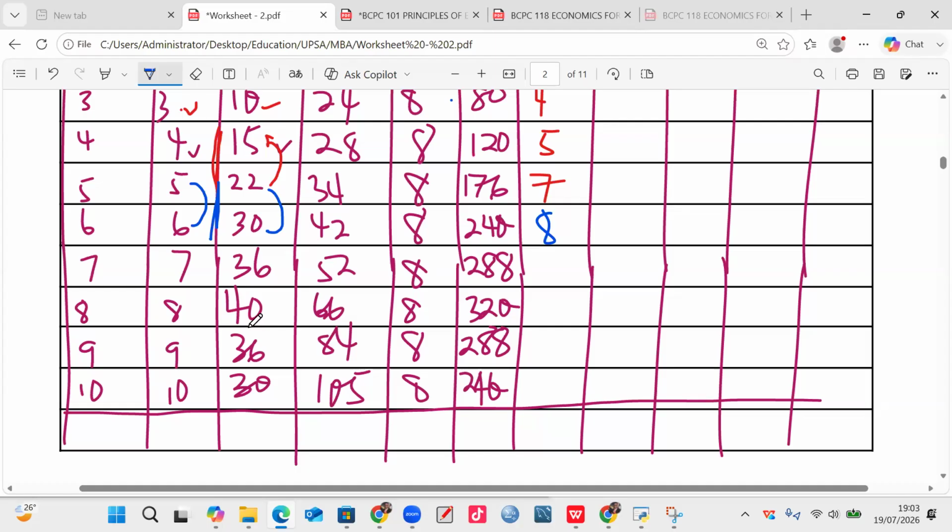Say it. 6. Tell me, how did you get it? Just tell me how you got it. The current quantity minus the previous quantity divided by the current labor L minus the previous L. So tell me the figures. So please, it is 6. How did you get a 6? How? Tell me.